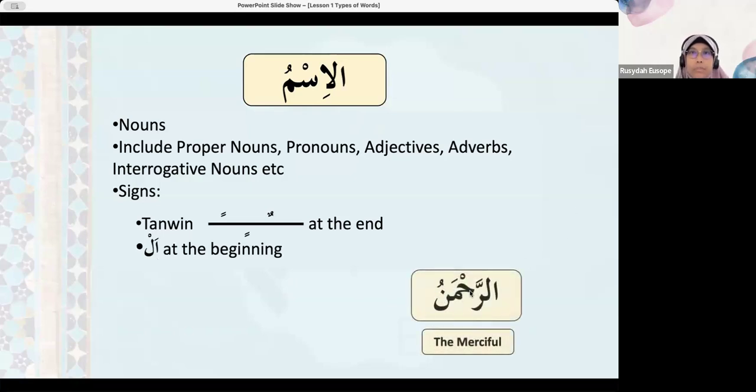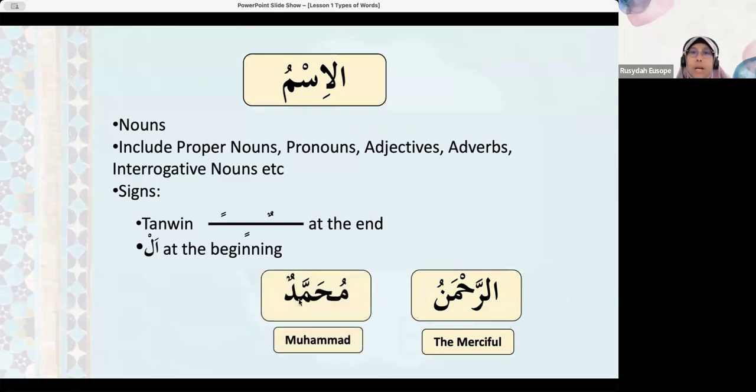So for example, ar-Rahman, alif lam. If you see alif lam at the beginning of a word, then it means that word is a noun, an isim. Okay, so ar-Rahman, the merciful or the most merciful. I think the more accurate translation will be the entirely merciful. Muhammadun. So what is the sign of isim here? It is the tanwin, the dhammatain, the double dhammah at the back. Okay, so that is a sign of an isim. So Muhammadun is an isim.